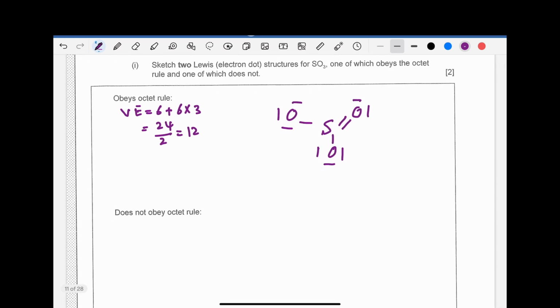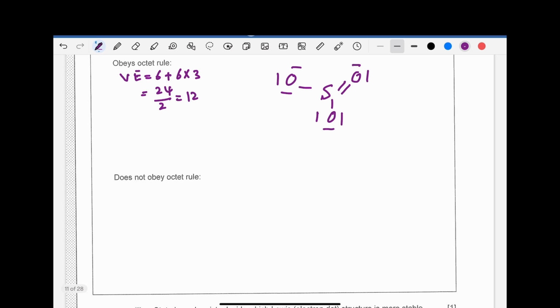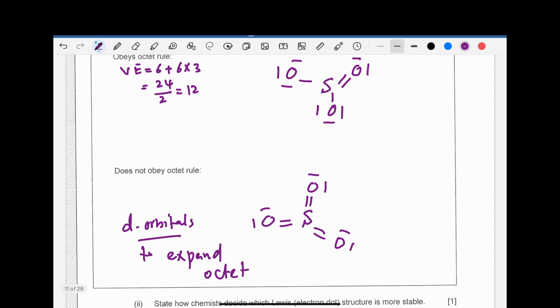Let's go to the next one. So this does not obey the octet rule. Again, we will have 12 pairs of electrons. Sulfur will be the central atom, with oxygen around. We know sulfur can expand its octet, so we can create double bonds between sulfur and oxygen and distribute the remaining electrons on oxygen. So oxygen follows the octet rule, and sulfur is expanding its octet. So these are the two structures. One obeys the octet rule, the other doesn't.